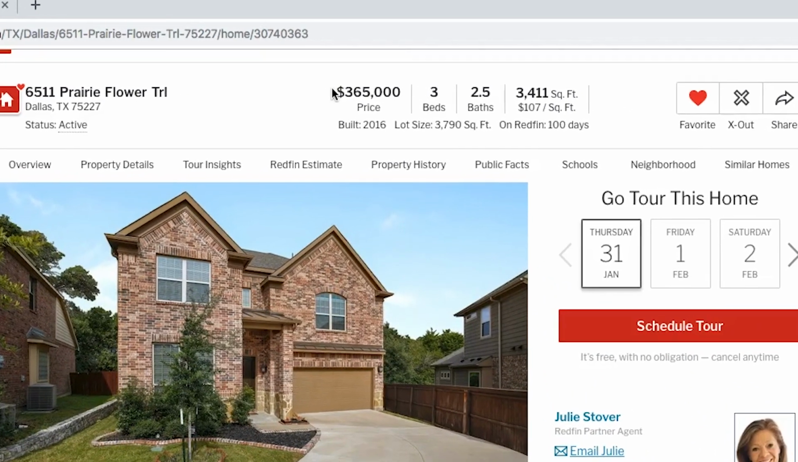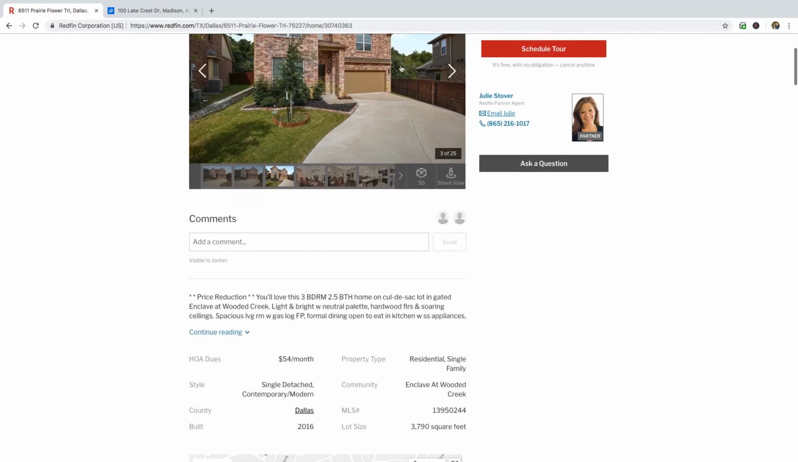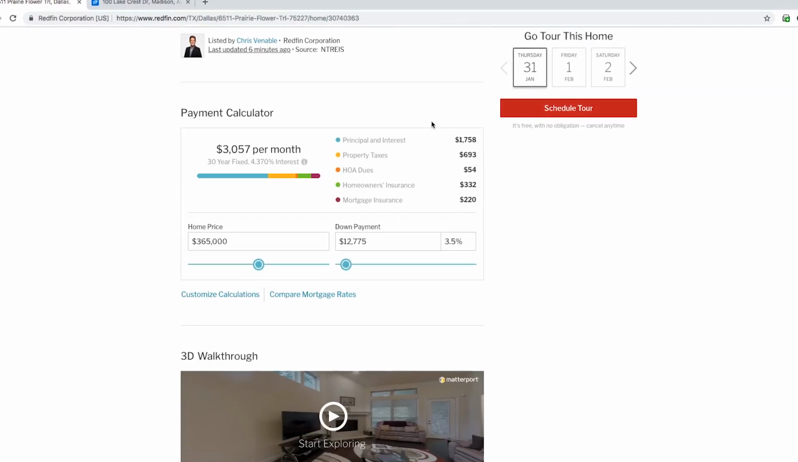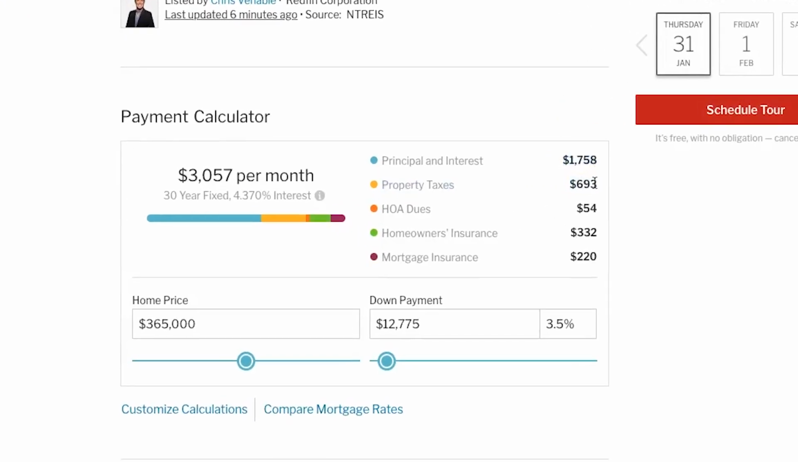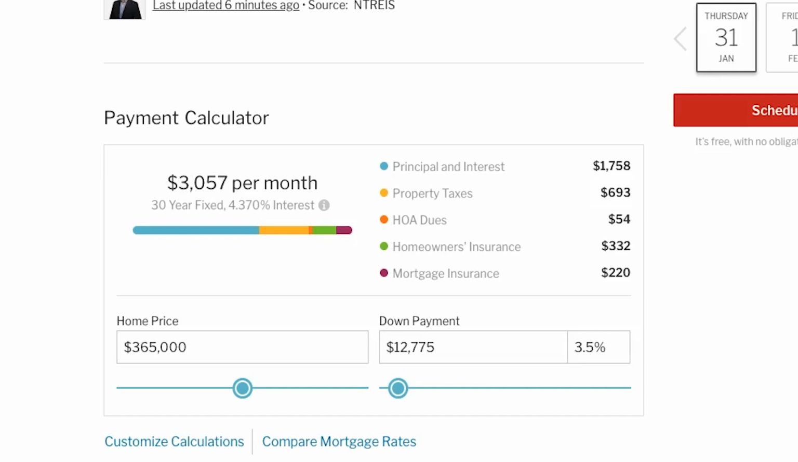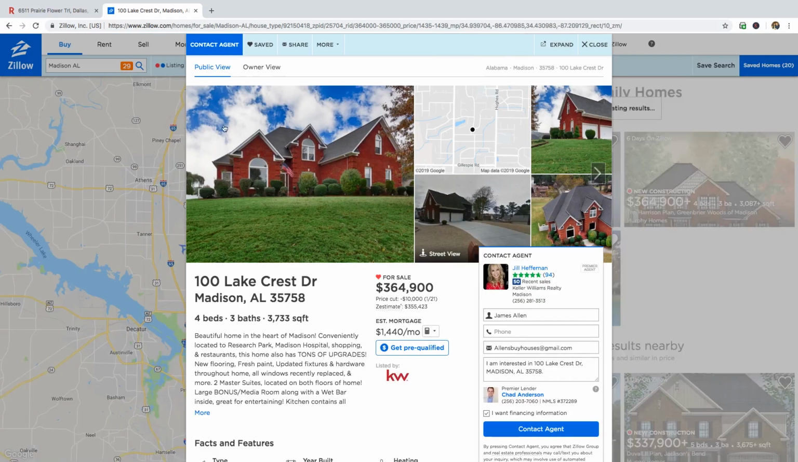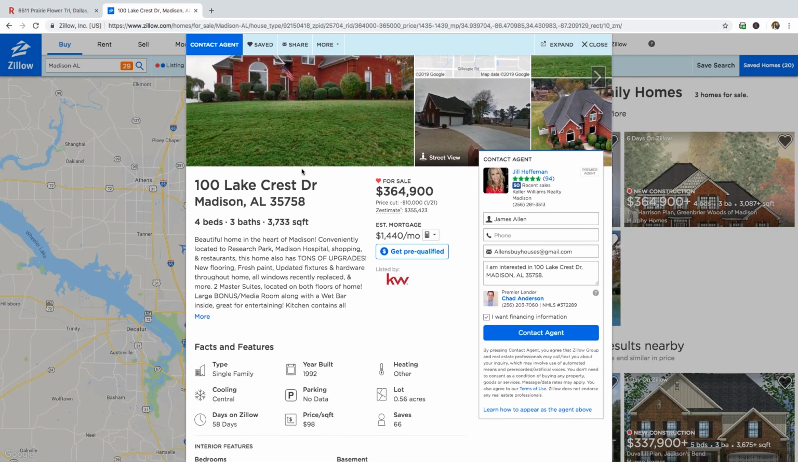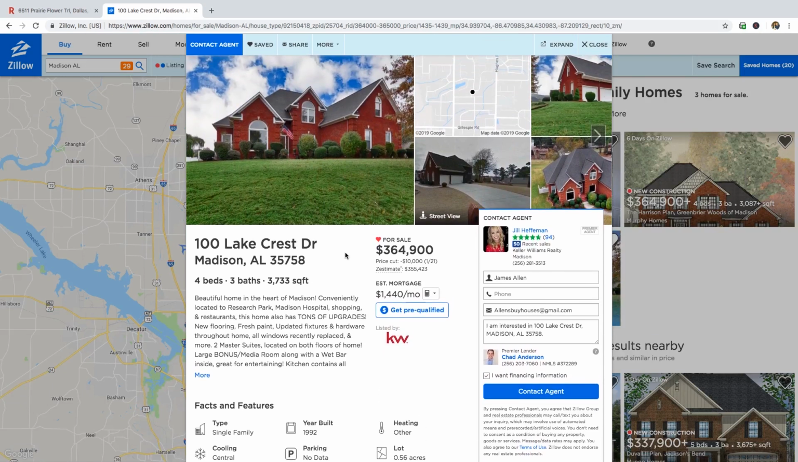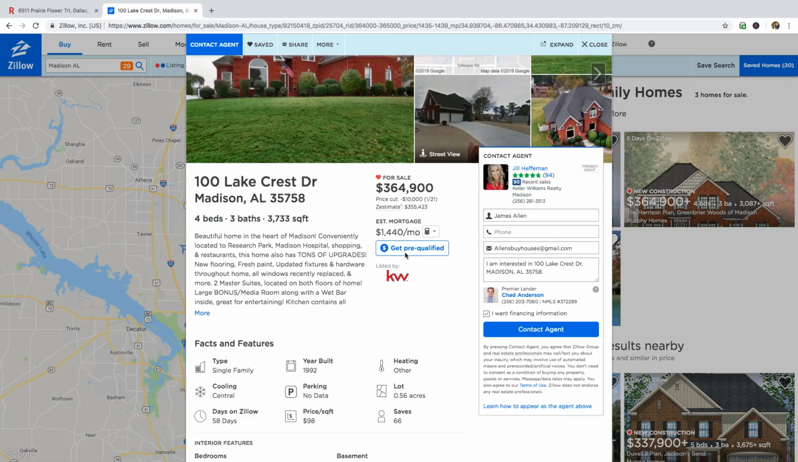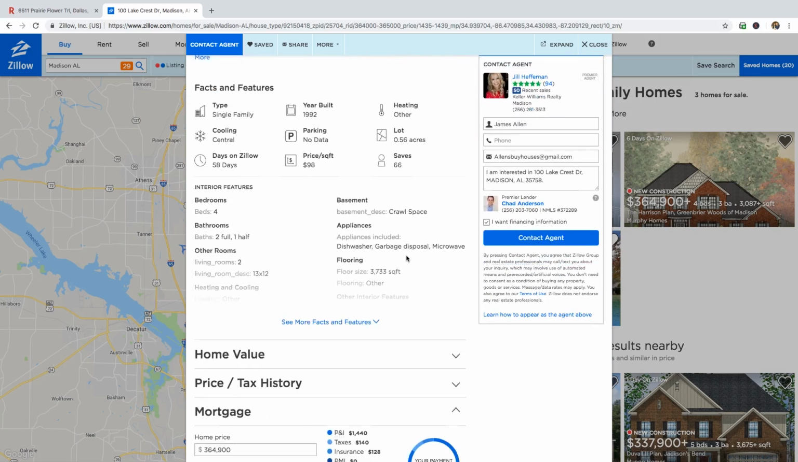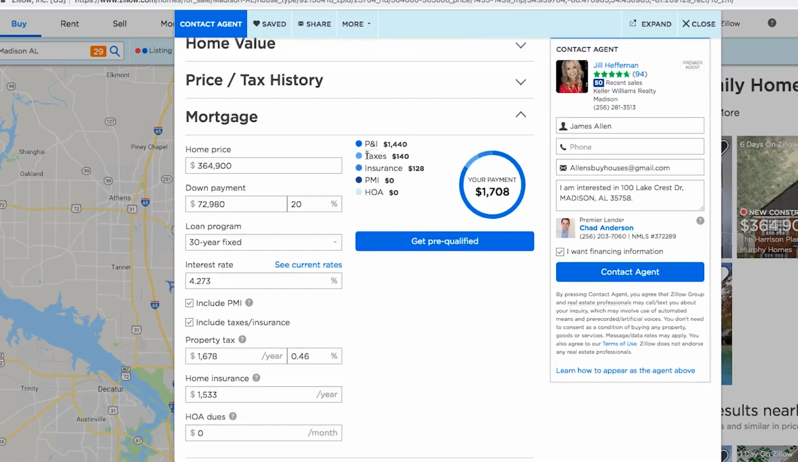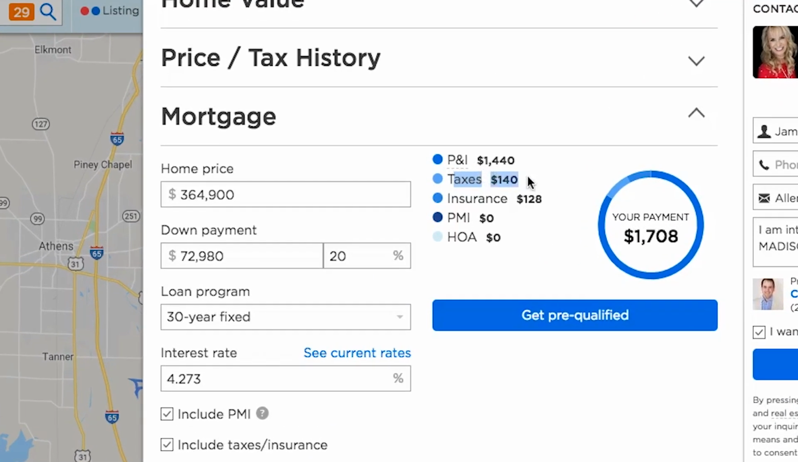This property is $365,000, and the property taxes on this property would come out to about $693 a month. Now let's take a look at another property, but this time we'll go to Madison, Alabama, where the county tax rate is on average 0.43% of the assessed property value. The property I'm looking at in this area also has a price tag of $365,000. However, the monthly property taxes are only $140 a month.